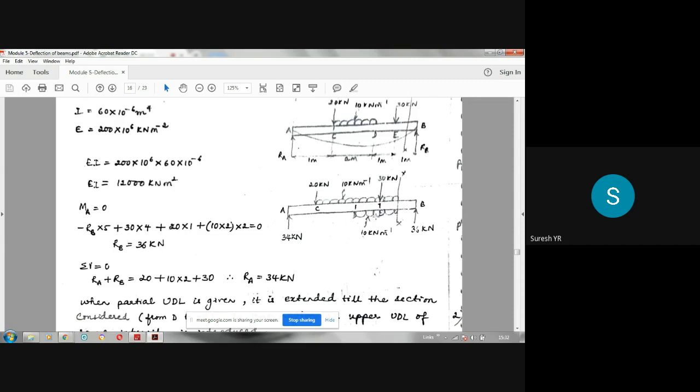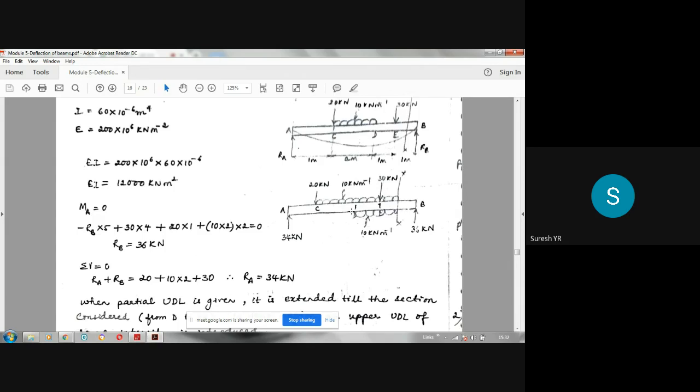So the upward UDL will be upwards, so the bending moment will be positive. So the other value becomes plus 10, it becomes plus because it is upwards. Plus 10 into, we have to take this distance. This distance, from D to here, is 3 meters, the total is x, so it becomes x minus 3. This distance will be x minus 3.